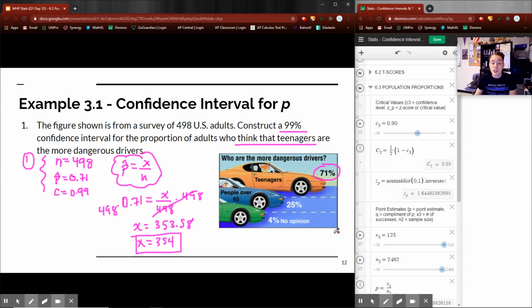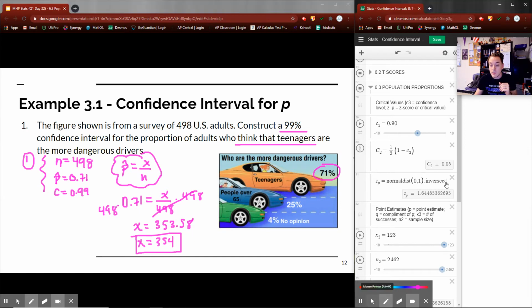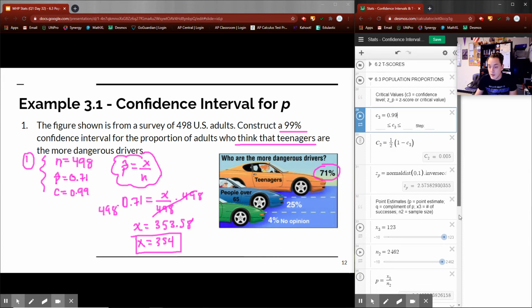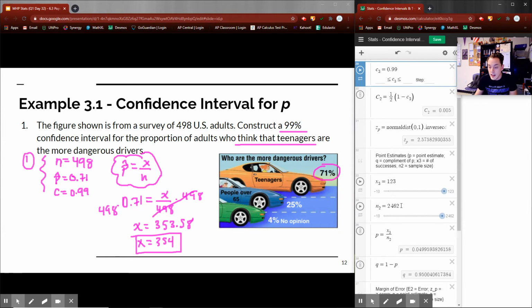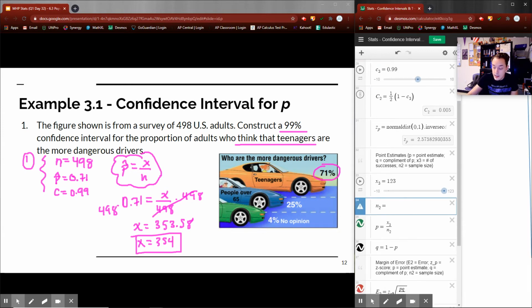Let's do that. So now that I know my x, and I know my n, that's really all I need to know: my n, my x, and my confidence level. Once I know all that, I can then go back to Desmos and start typing this stuff in. So that's 99. I don't need to change anything right here. Let's scroll down. I do know my n at the very beginning, what they told us, it's 498.